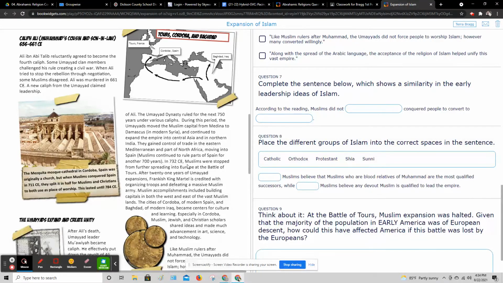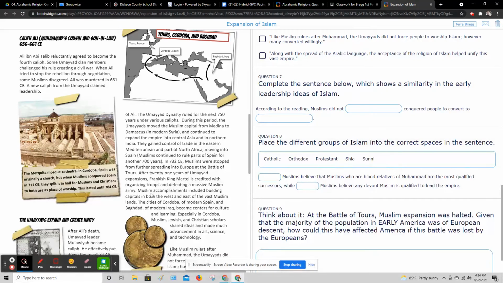In 732, Muslims were stopped from further spreading into Europe at the Battle of Tours. Okay, you've got Tours, France right here. We've got the stopping, got the spread out. You see it on the map up here. After 21 years of Umayyad expansion, Frankish King Martel is credited with organizing troops and defeating a massive Muslim army.